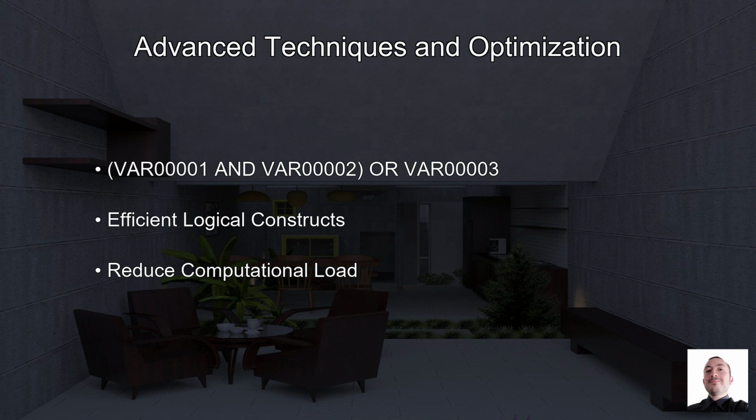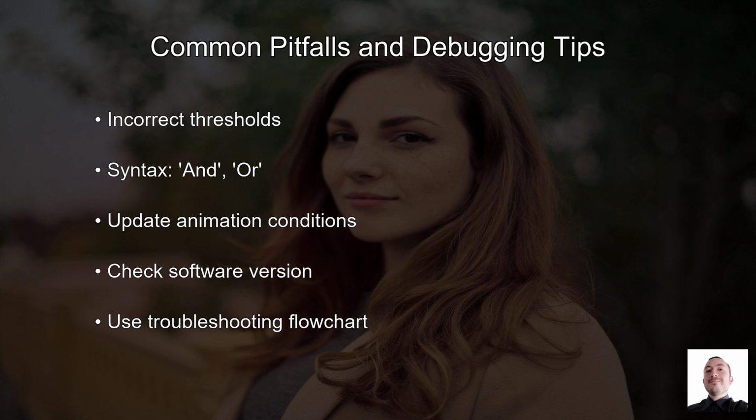To optimize, ensure your expressions are as concise as possible. Avoid redundant checks and use efficient logical constructs. Remember, every millisecond counts in real-time applications. And here's why that matters. Efficient animations not only look smoother but also reduce the computational load on your HMI, allowing it to handle more tasks simultaneously.